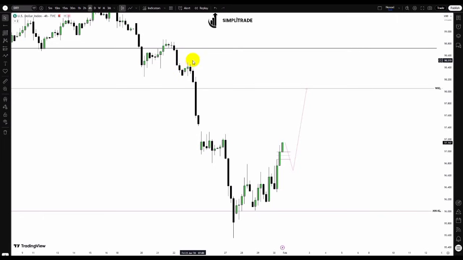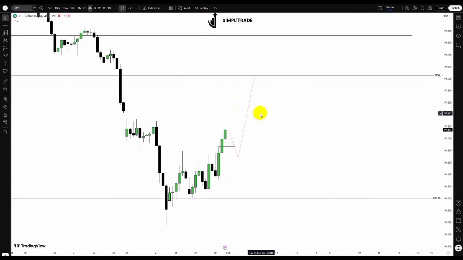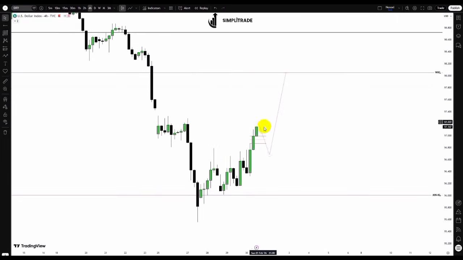Next, we have this. So this is what I can point out towards here in the dollar index. So we could see price respect the bullish fair value gap and push to the upside. That is if the bullish momentum is quite very strong. But if not, price may dip a little bit lower to mitigate the sell movement before the buy movement, before we have the push to the upside.